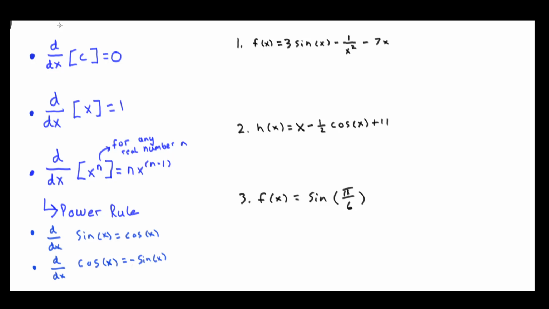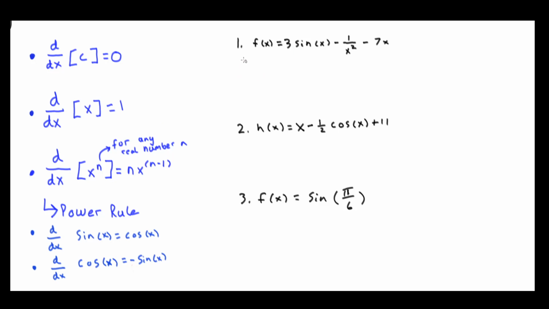Alright, so we're going to go over a few more derivative examples continuing from the last video. We had a couple more rules here. Find the derivative of sine of x and cosine of x. So the derivative of sine of x is just equal to the cosine of x, and the derivative of cosine of x is equal to negative sine of x. So let's take a look at this first function.